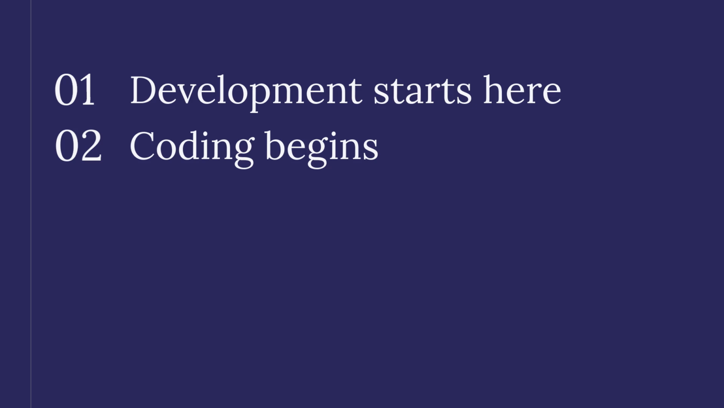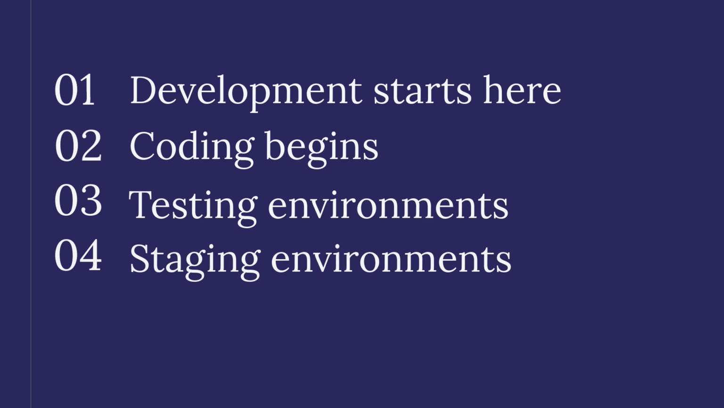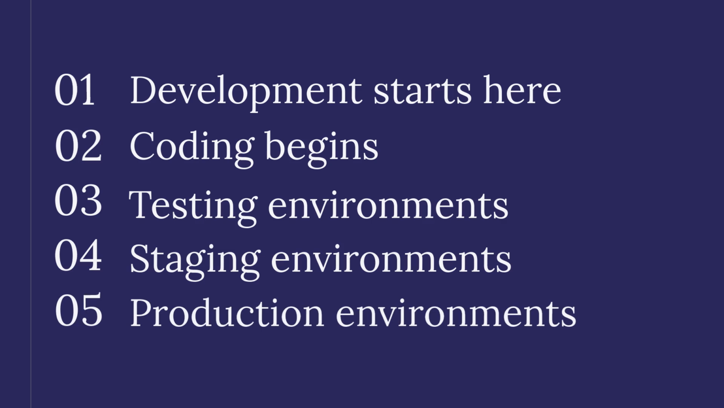Software is developed and tested across various environments to ensure quality. The development environment is where coding begins. Testing environments simulate controlled conditions for thorough testing. Staging environments mirror production setups for final checks. Production environments are live and used by end users.